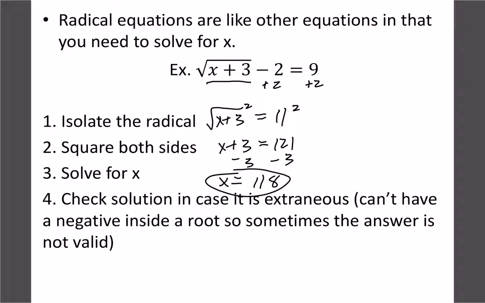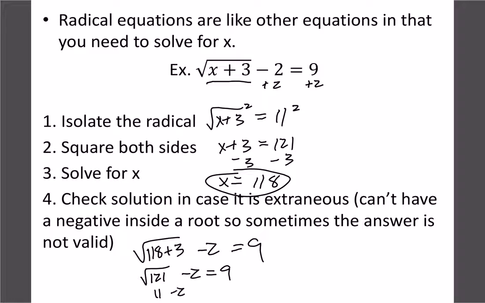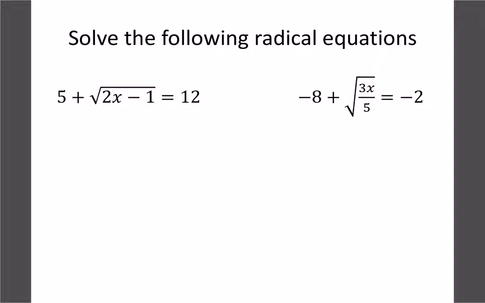The only thing you've got to do now is double check that answer back in the original equation just to make sure it actually works. Sometimes with square roots you'll get an answer that doesn't work in the equation, which we call extraneous. So you just want to make sure that it's actually a legitimate answer. In this case, if we put the 118 in, we get square root of 121. Square root of 121 is 11. 11 minus 2 equals 9. That's good. So it's worth the time, just do a quick double check, and then you can see if your answer is valid or not.